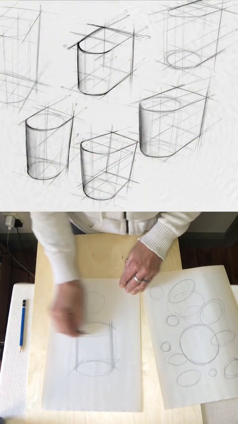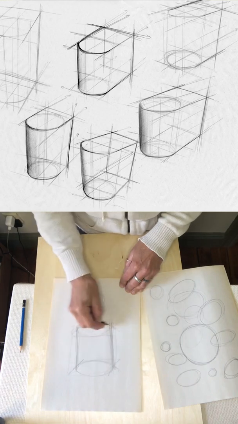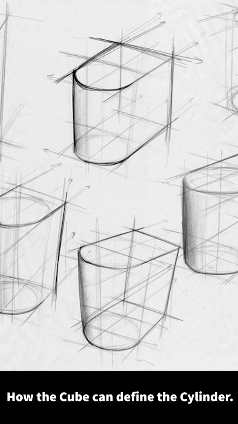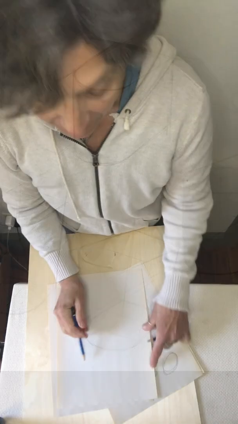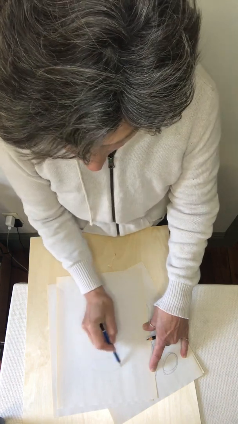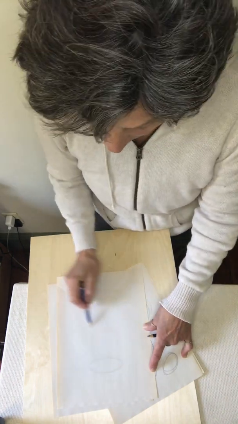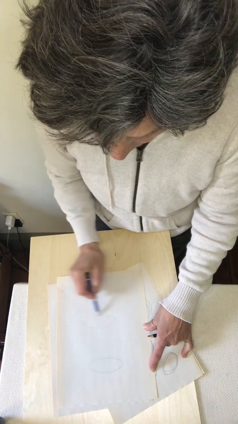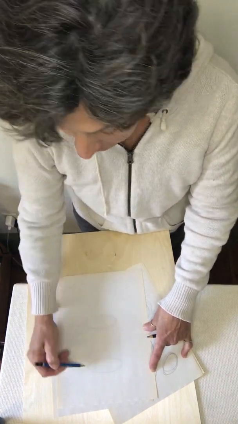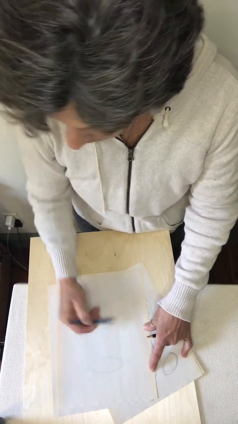You can begin to experiment a little bit with how the cube can define the cylinder, how that structure can give you some hints as to how the cylinder lives in space. And as you continue to explore what these ellipses are doing, just as abstract concepts, you can start to think about how the cylinder lives in space.